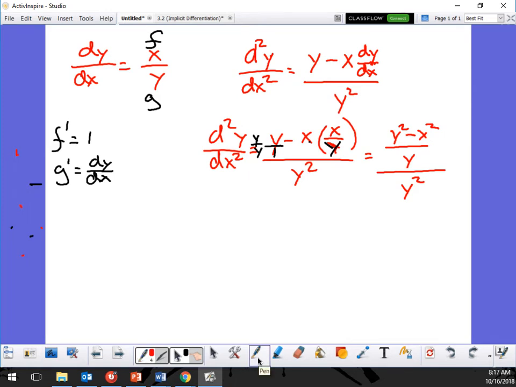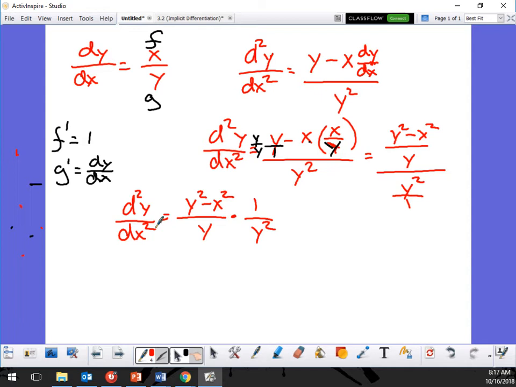Alright, so now fraction over fraction, I do not like them. So multiply by the reciprocal, right? So y squared minus x squared over y times 1 over y squared. And this is still my second derivative. So on the bottom, I'm going to end up with just y cubed, right? So it's going to give me y squared minus x squared over y cubed.